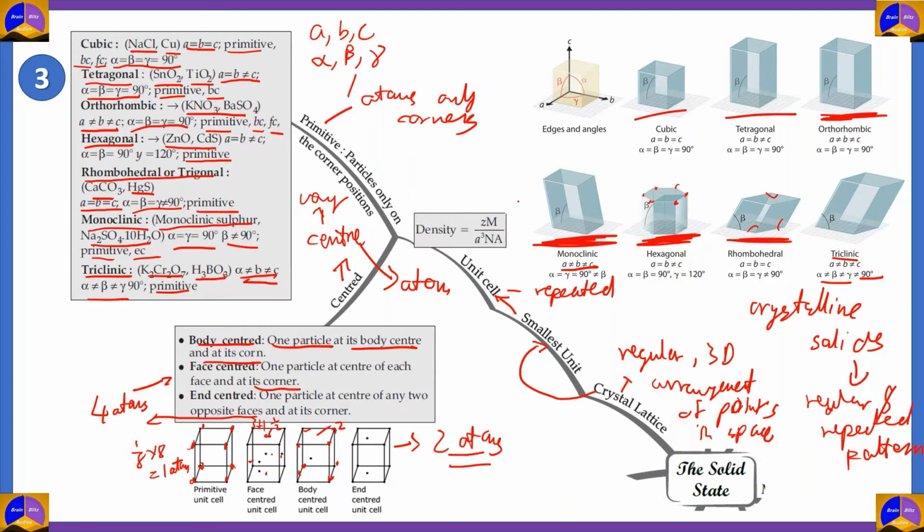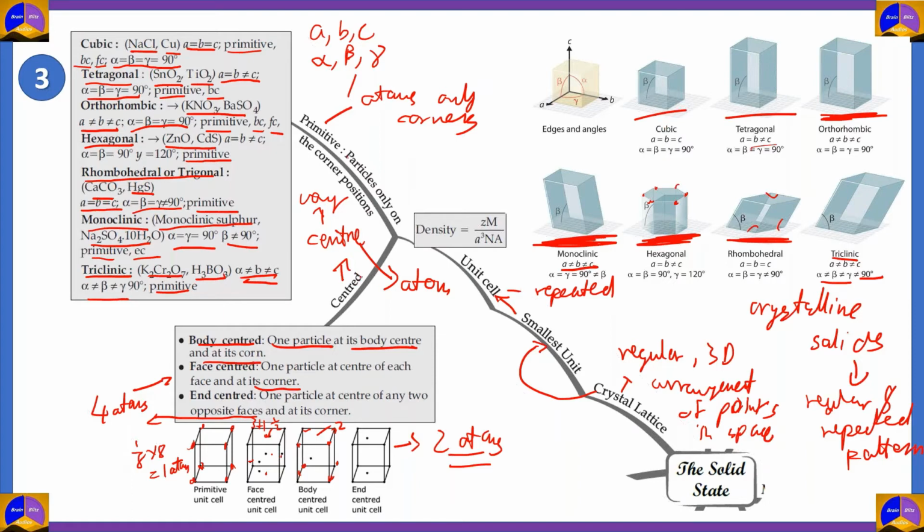So that concludes the unit cell, the crystal lattice by itself, and its smallest unit, the unit cell. And we also looked at the various types of unit cells, which are primitive and centered. Primitive cells can be classified into 7 shapes, which are cubic, tetragonal, orthorhombic, monoclinic, hexagonal, rhombohedral, and triclinic. These are based on the axial length and the axial angle.